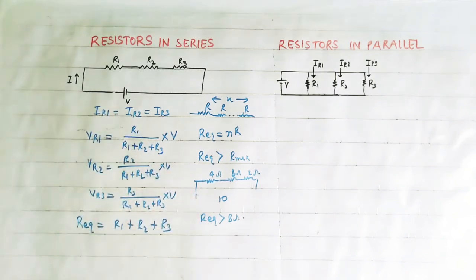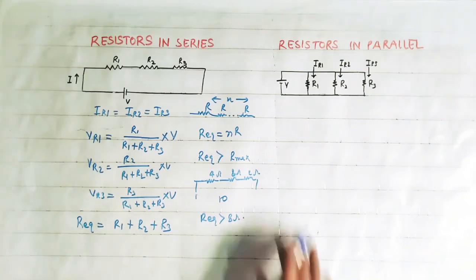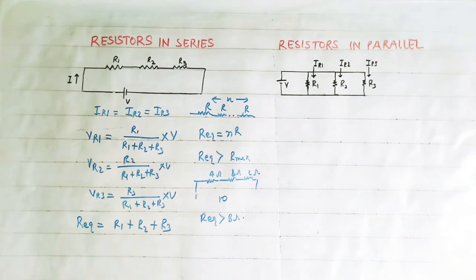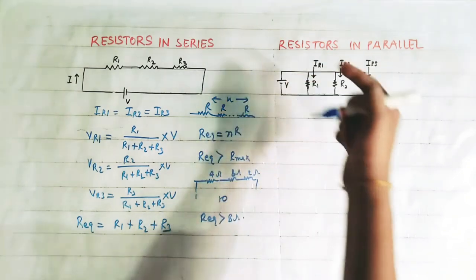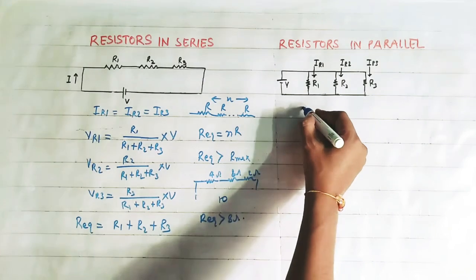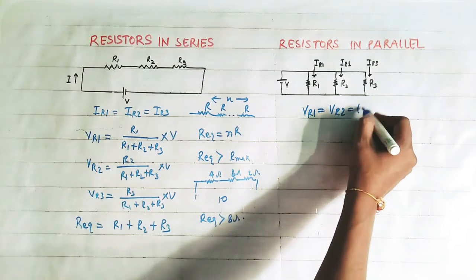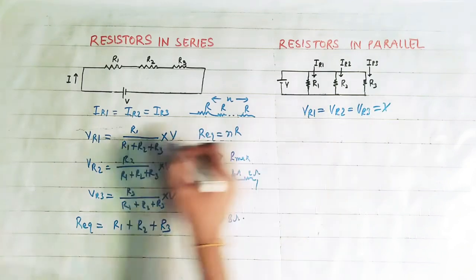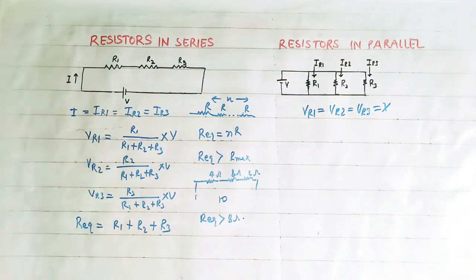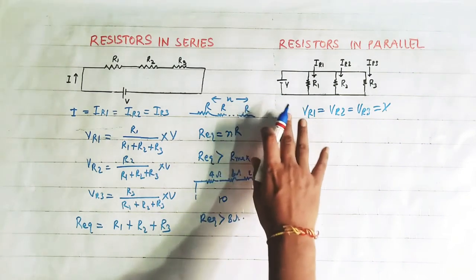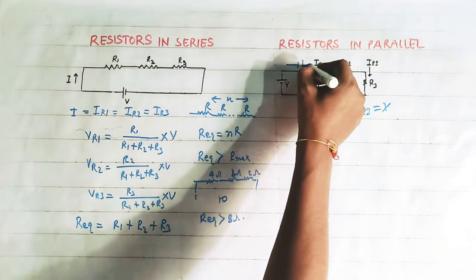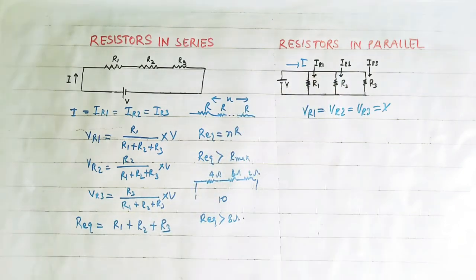Now see resistances connected in parallel. When resistors are connected in parallel, the voltage across each resistor is the same. So what is the voltage across this resistance R1? VR1 is equal to VR2 is equal to VR3, that is equal to V. But the current will divide. Suppose the current here is I, then this current I will divide among the resistors in the inverse ratio of their resistances.